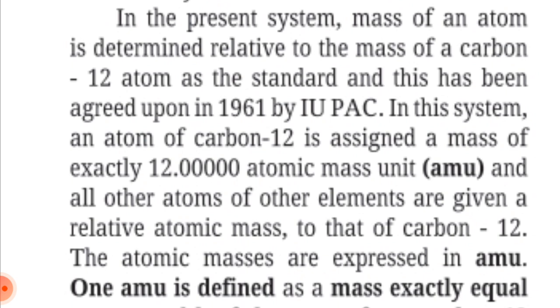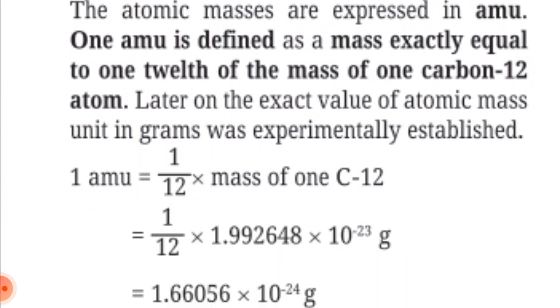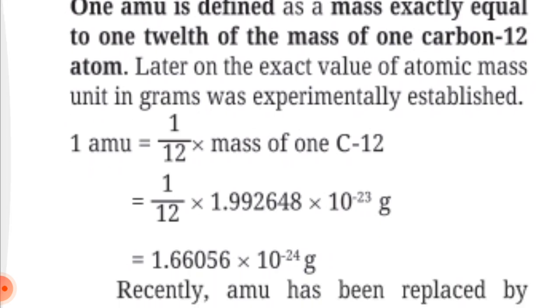In this system, an atom of carbon-12 is assigned a mass of exactly 12 atomic mass unit, AMU, and all other atoms of other elements are given a relative atomic mass to that of carbon-12. The atomic mass is expressed in AMU. One AMU is defined as a mass exactly equal to 1/12 of the mass of one carbon-12 atom. Later on, the exact value of the atomic mass unit in gram was experimentally established.